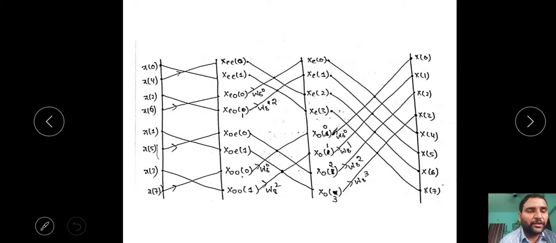That means in FFT we have two types. One is DIT, decimation in time, and another one is decimation in frequency. Here we have divided the given sequence based on time. That's why we get this.